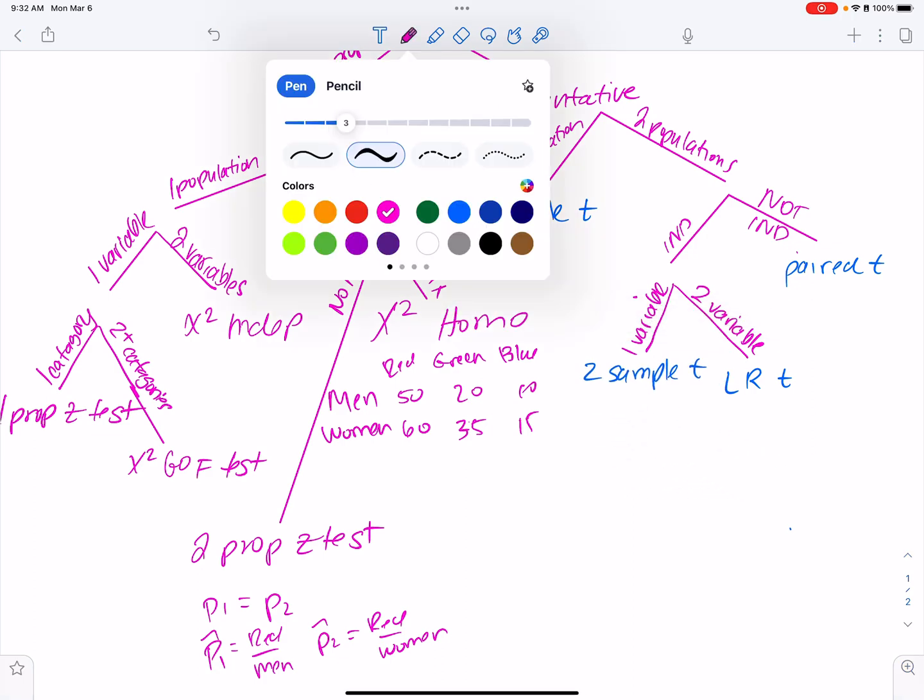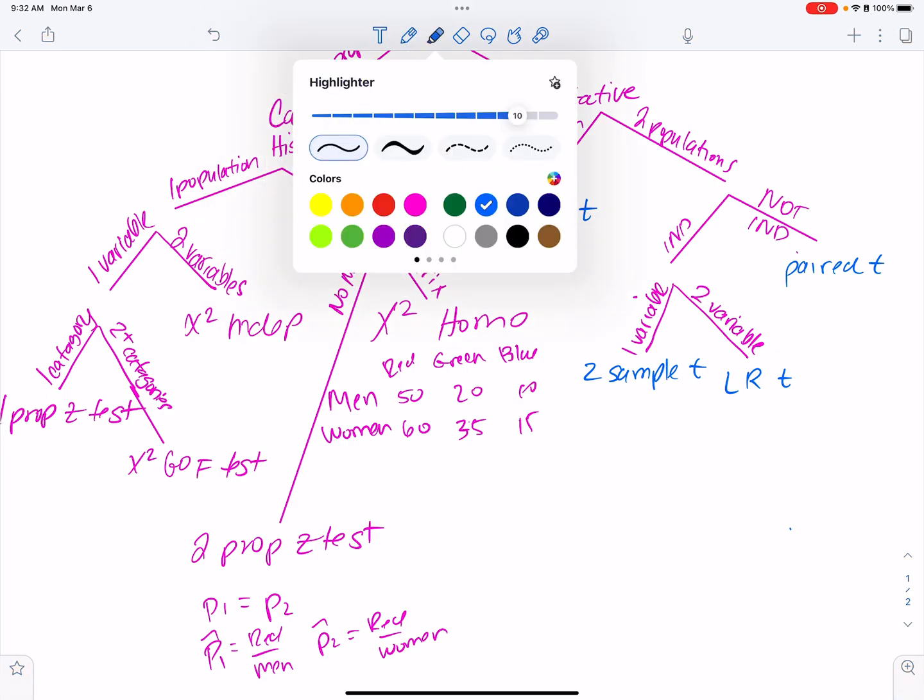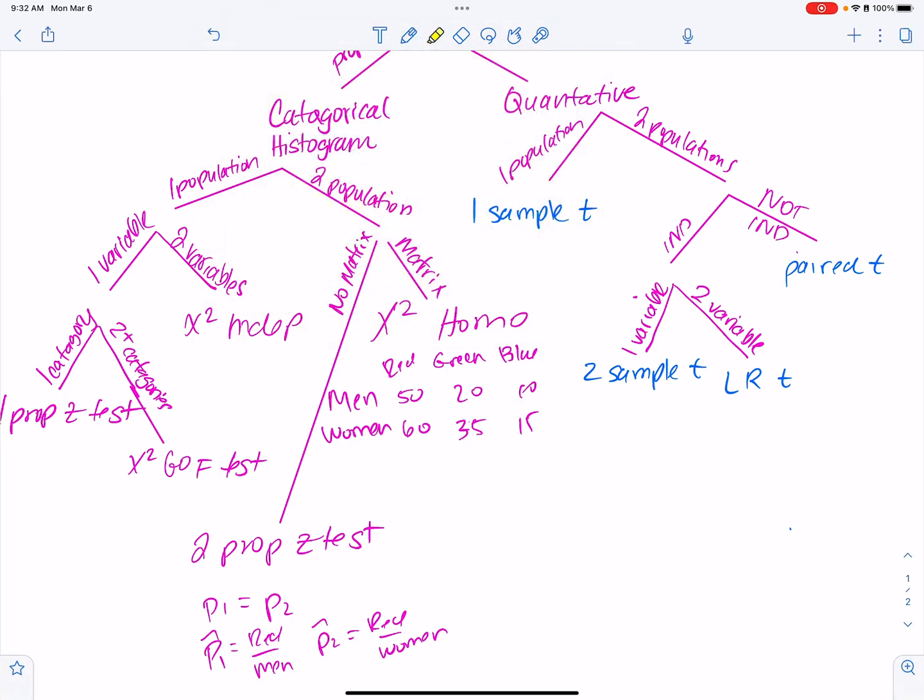So remember we have intervals as well, but it's done the same way. So we have 1, 2, 3, 4, 5, 6, 7, 8, 9. There are 9 possibilities there. All right, I hope that helps you understand how to determine what type of test you have.